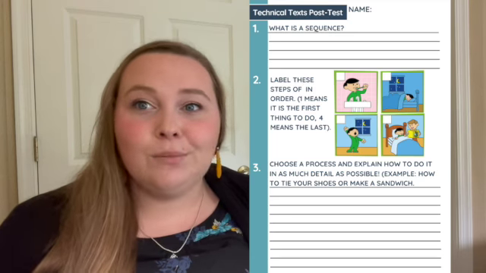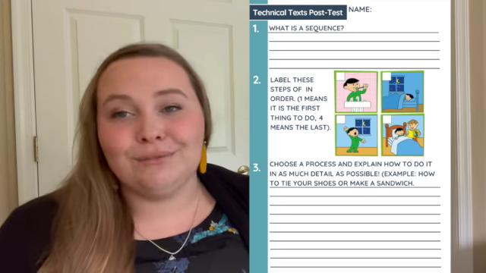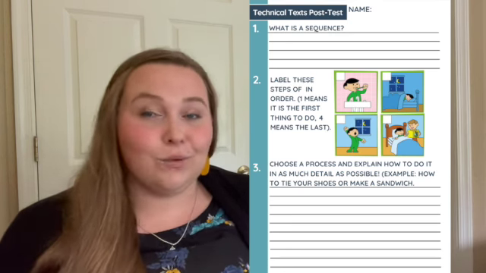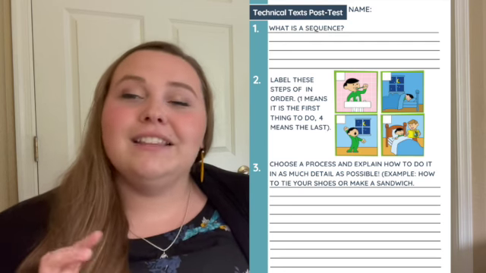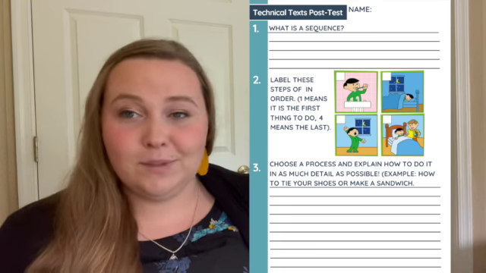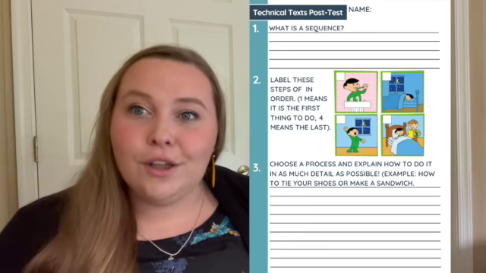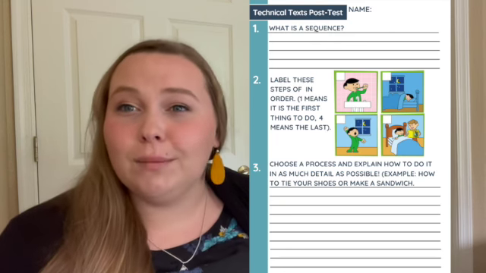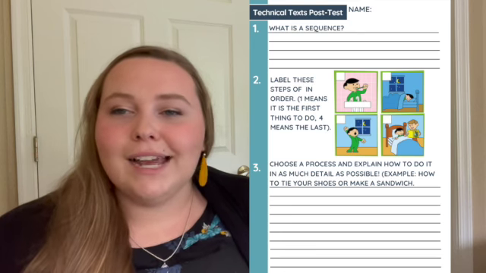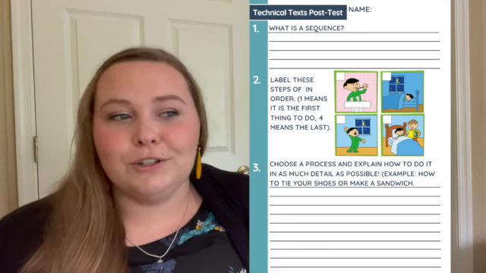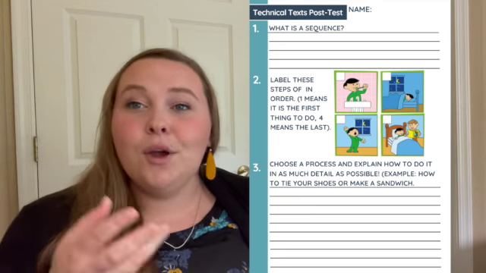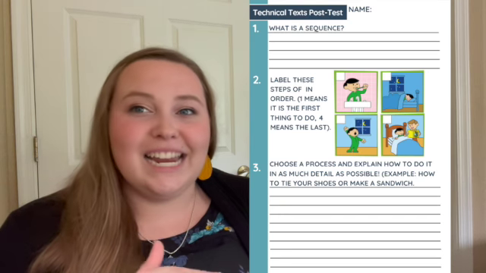So number 1 fits in with the first I can objective, which is to recognize sequences. So the students are proving again that they recognize what a sequence is and they can describe it. The second problem fits in with the second I can statement, which is to order steps in a sequence. So again, we're asking the students to look at these 4 steps and tell us which one comes first, second, third, and then fourth. And then the third problem in this post-test fits in with the third I can statement, which is to explain a sequence or order of tasks. And this time, we're giving the students the opportunity to explain any sequence.